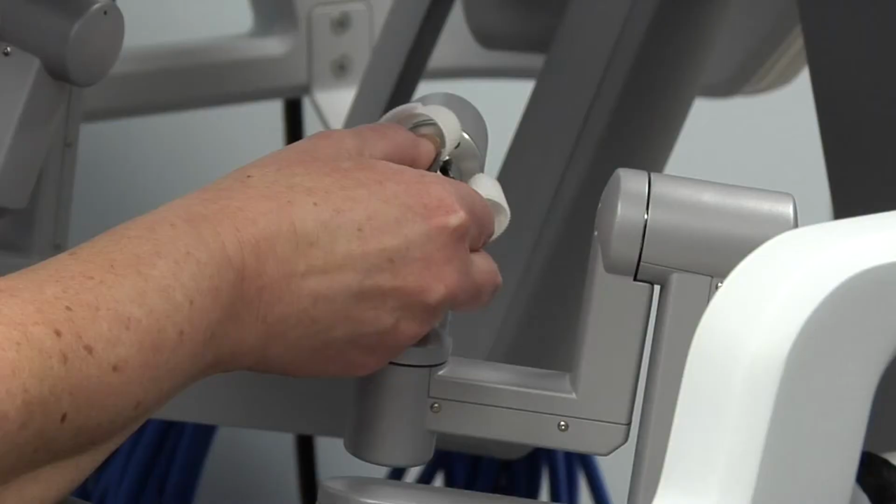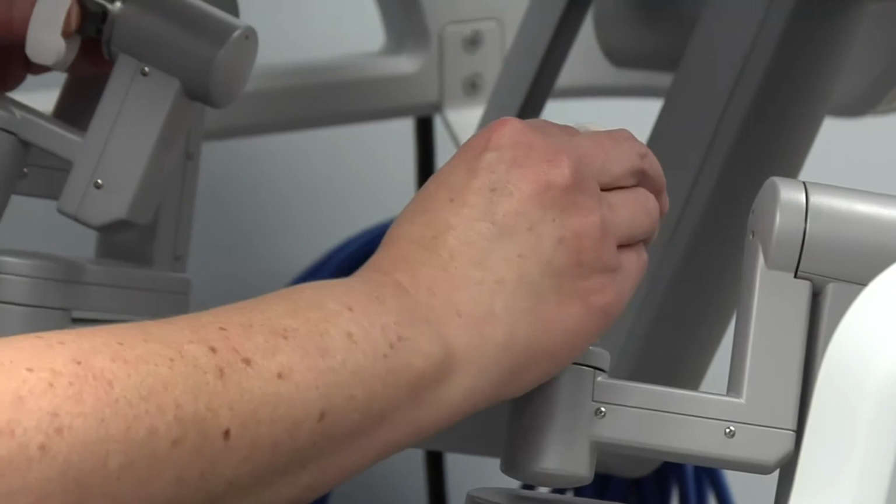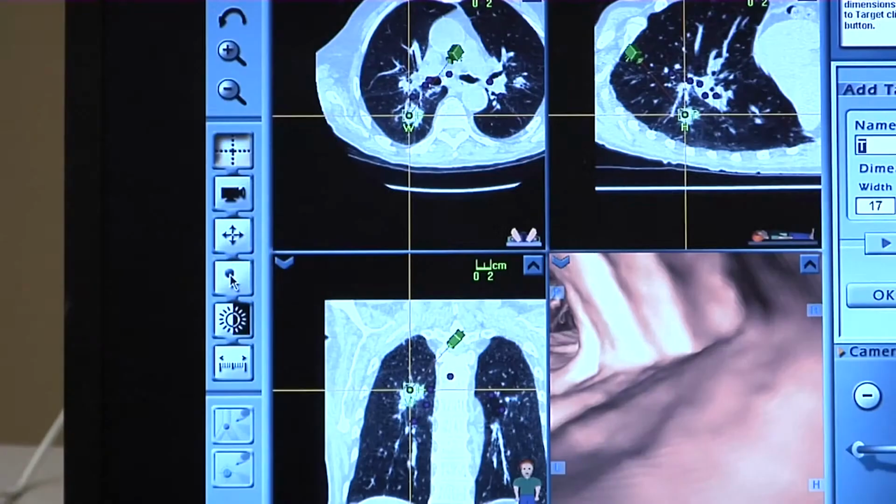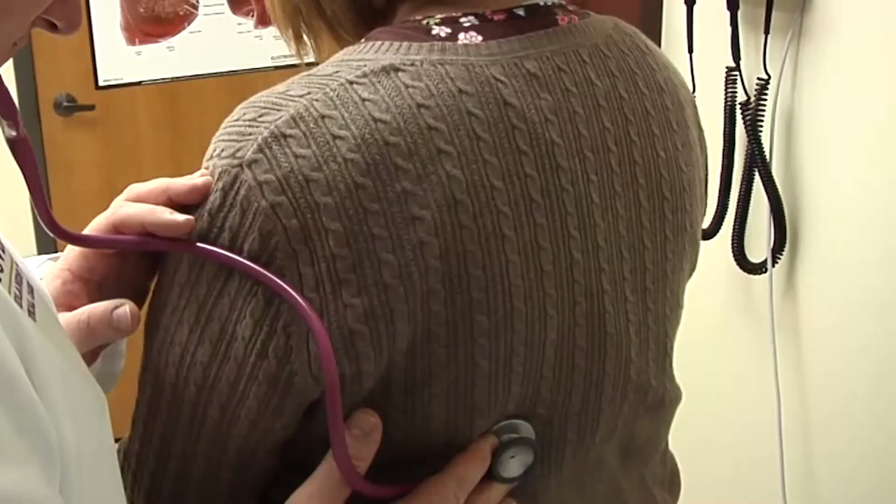So the dissection of the vessels and the lymph nodes and the lung are very precise, which leads, I believe, to a much better oncologic resection. As an oncologic surgeon, the goal is always to try to cure you of lung cancer.